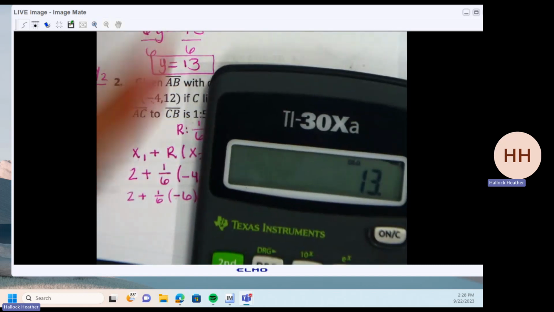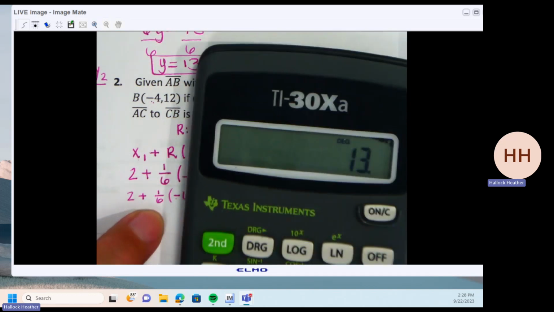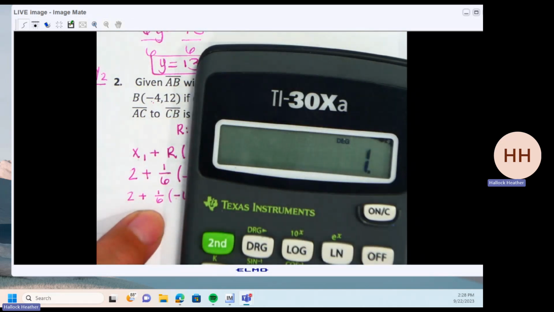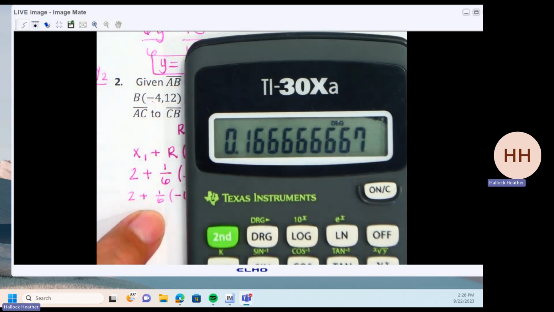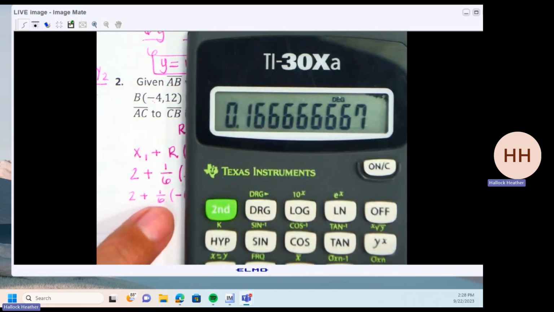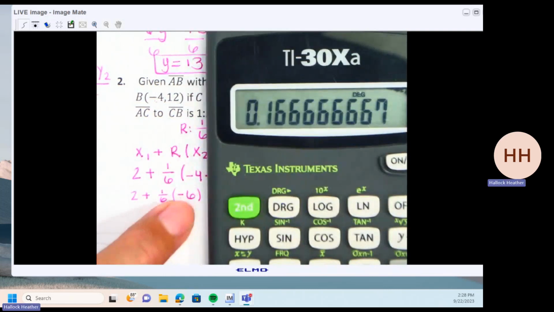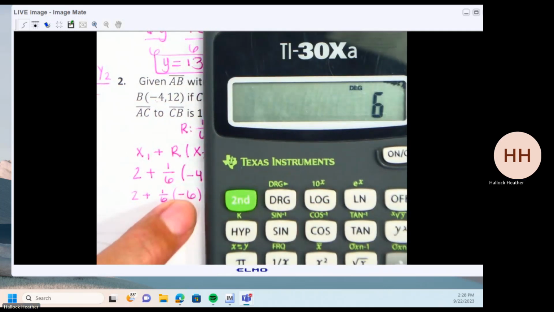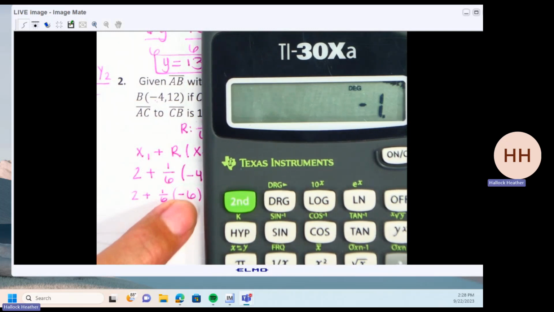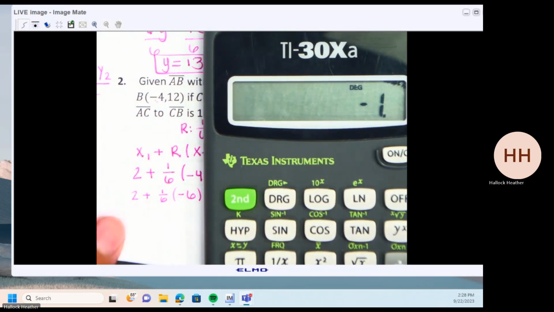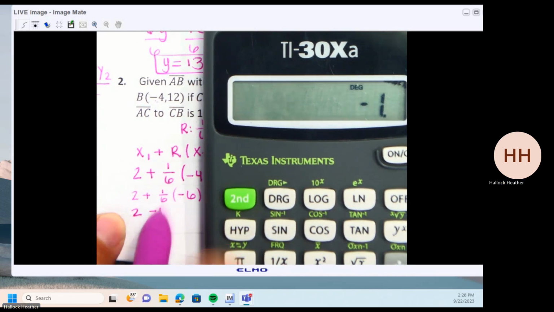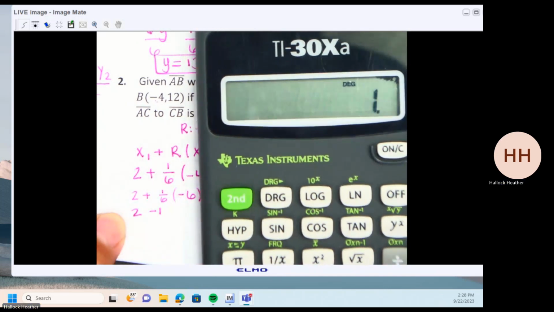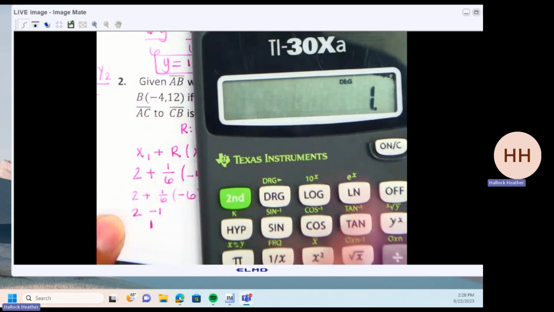So if I take 1/6 and I turn it into a decimal, 1 divided by 6 is 0.16 repeating forever. I'm multiplying that by -6. So I get -1. So I'm going to add 2 to -1. So I get +1 as the x value.